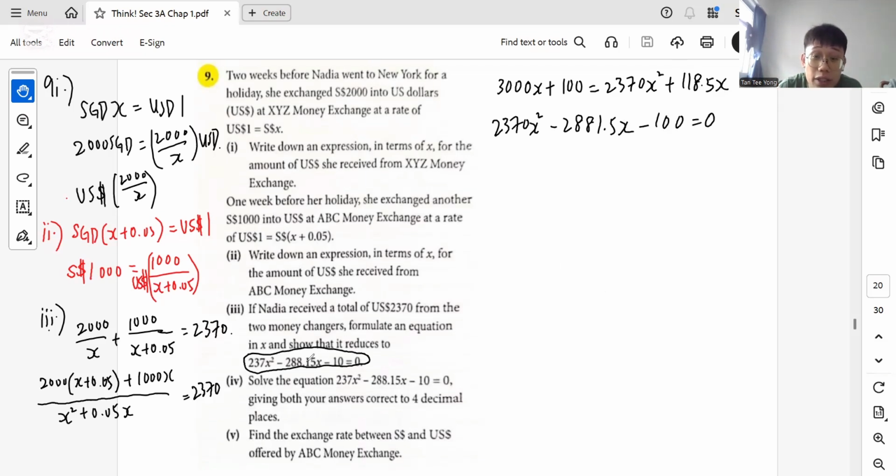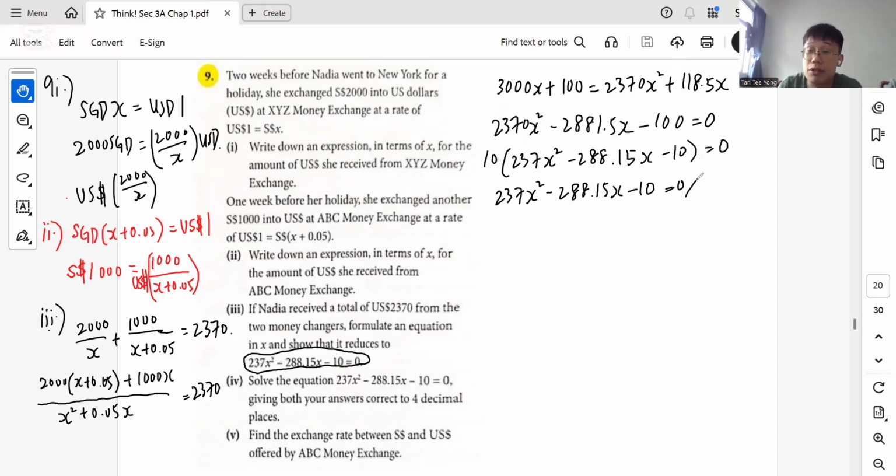Okay, so what do they want? Oh, they want me to divide by 10. So factorize out 10. So 237 X square minus 288.15 X minus 10 equals 0. Then divide by the 10 to the right hand side of the equal sign. So 237 X square minus 288.15 X minus 10 equals 0, shown.